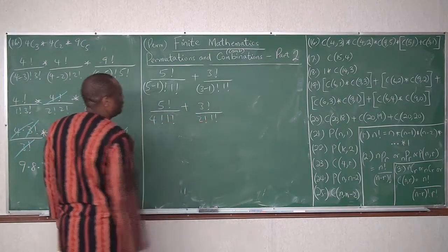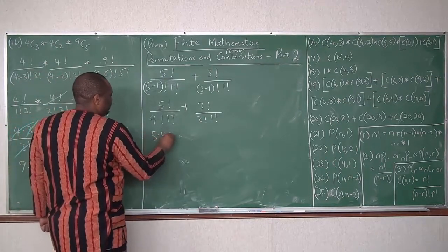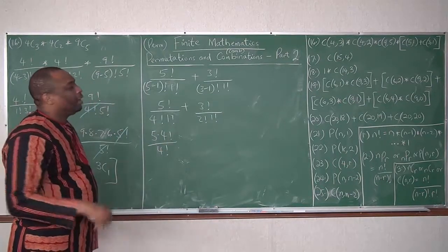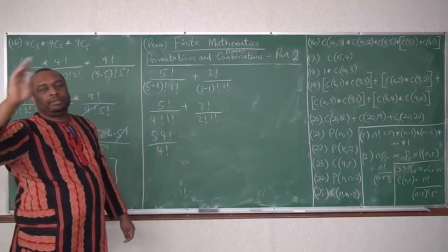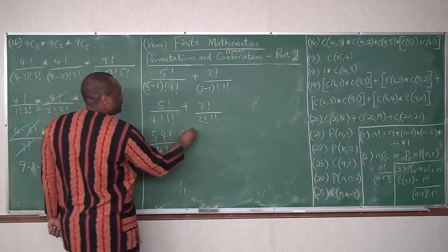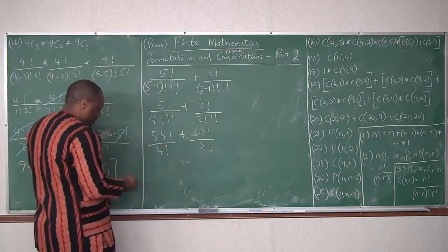Okay? So that is 5 times 4 factorial over 4 factorial. 1 factorial is 1. Remember, 0 factorial is 1. 1 factorial is 1, and the rest of them. Okay? Then plus 3 times 2 factorial over 2 factorial.